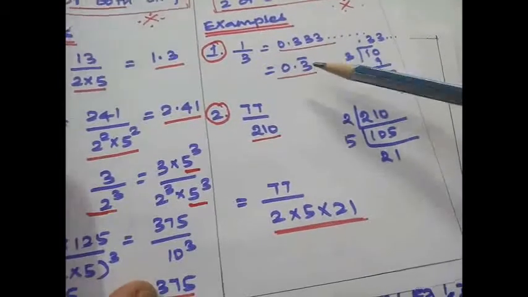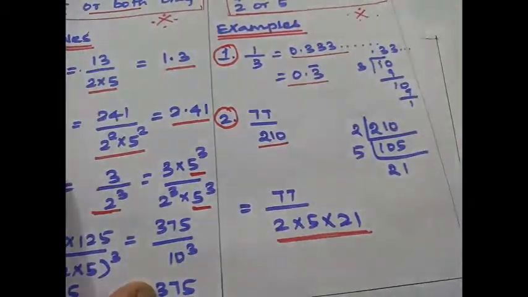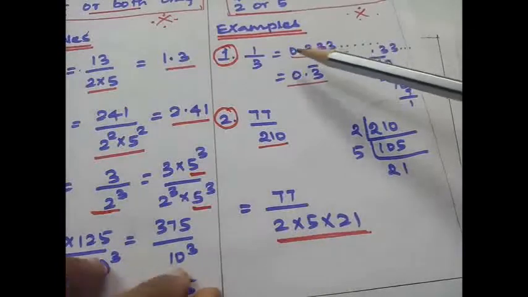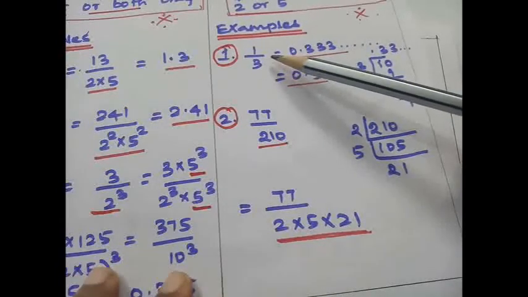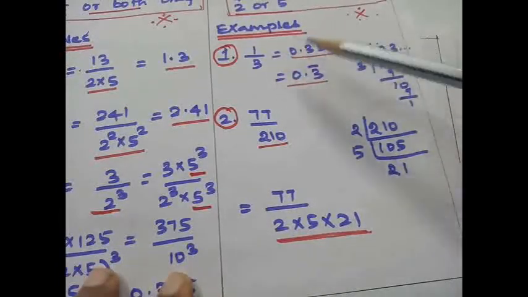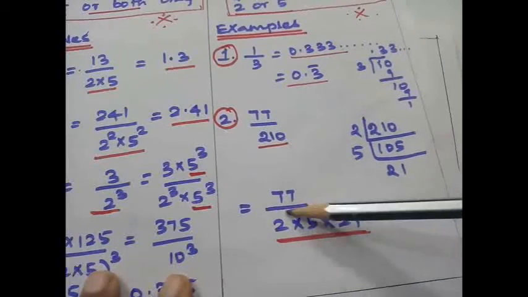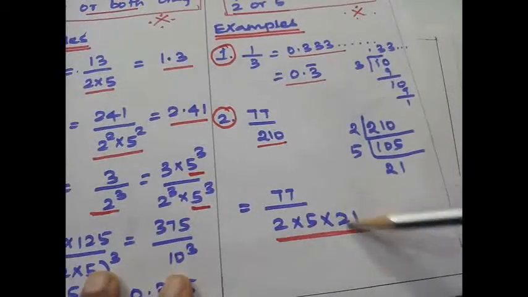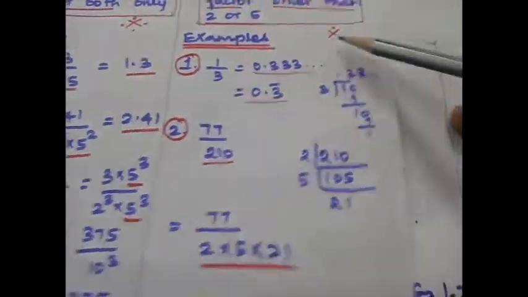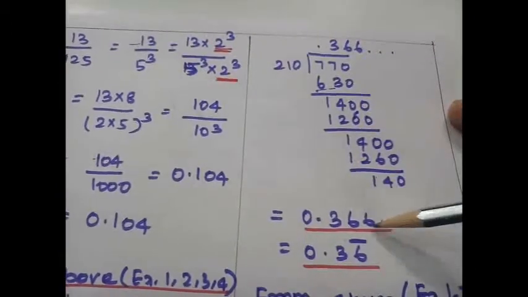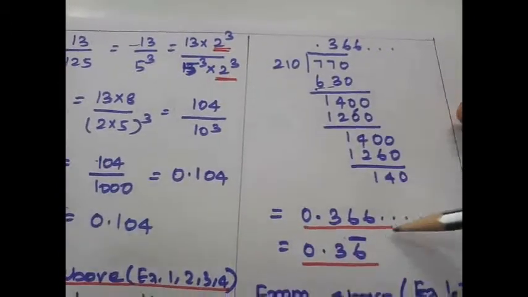So in this example, the denominator has a factor 3, a factor other than 2 and 5. Here you have the factors 2 and 5 and also the factor 21. That's why it is non-terminating. This is a non-terminating recurring decimal expansion.